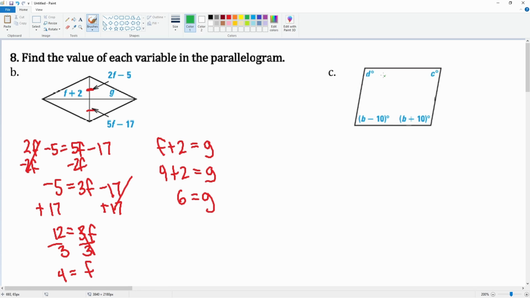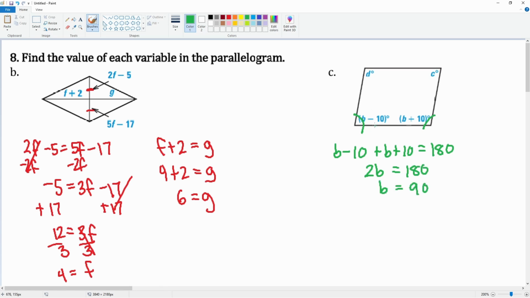Next, we have this. Well, we know we can set up any angle, but we know that these two have to be supplementary. So b plus 10 plus b plus 10 has to be equal to 180. This is useful because when we combine like terms, it is 2b is equal to 180. So b equals 90.